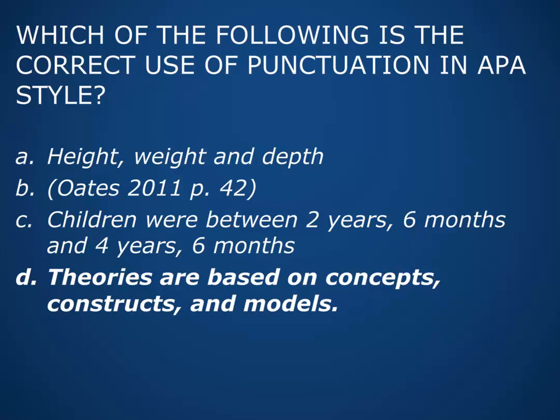And the correct answer is D. Theories are based on concepts, comma, constructs, comma, and models. Anytime you have 3 or more elements in a series, each element should be separated by a comma.